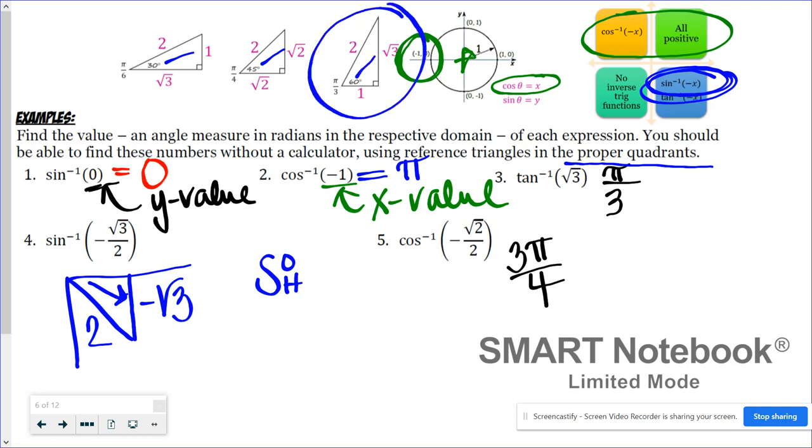So I want to think about what that reference angle is. I'm looking at a 60-degree reference angle, which is also pi over 3 radians. Quadrant 4 is a nice quadrant. All I have to do is negate that. So negative pi over 3 would be my answer.